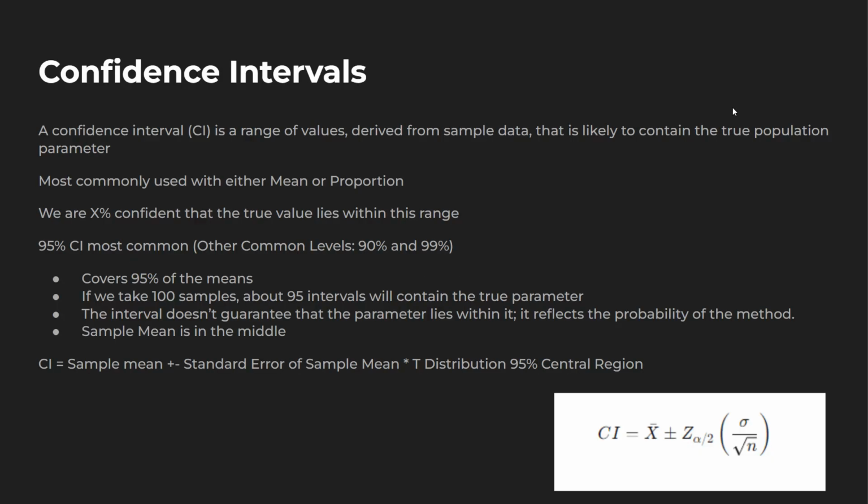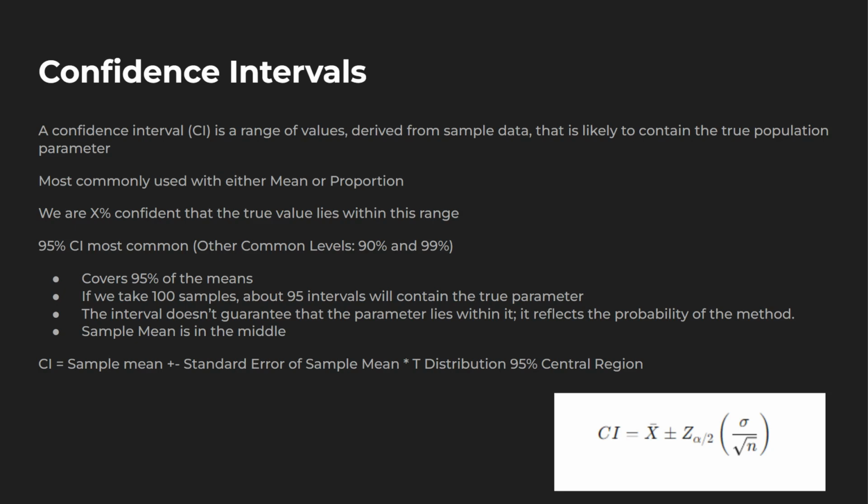So first, a confidence interval, which I'm going to abbreviate as CI, is a range of values derived from sample data that is likely to contain the population parameter. The most commonly used confidence intervals that you'll see out there are with a mean or proportion. And often you'll see results as, we are X% confident that the true value lies within this range. So 95% is going to be the most common confidence level you'll see, but other pretty common ones are going to be 90% and 99%.